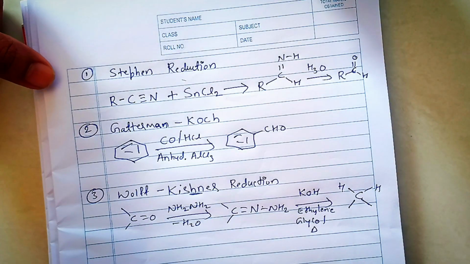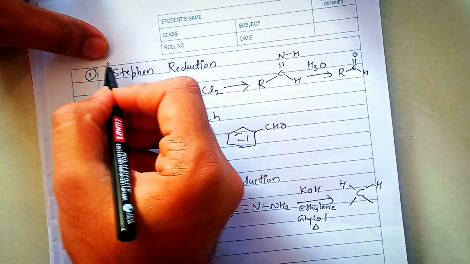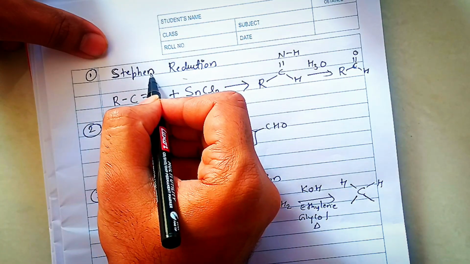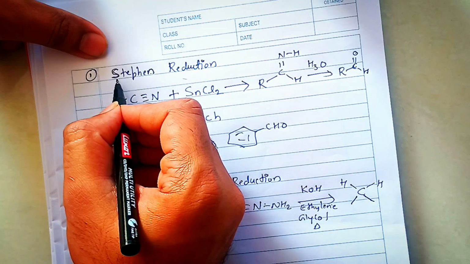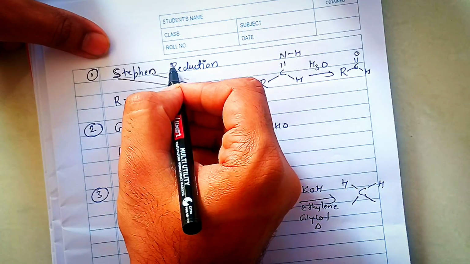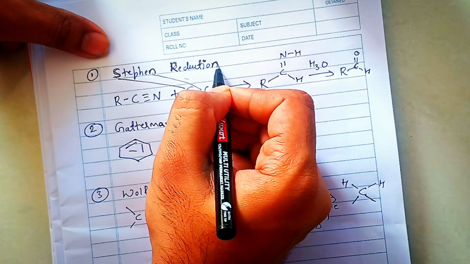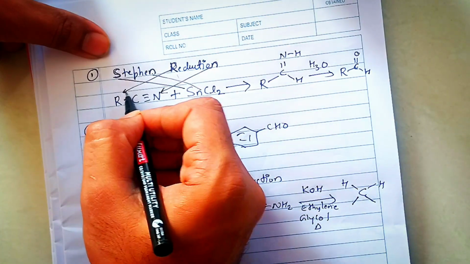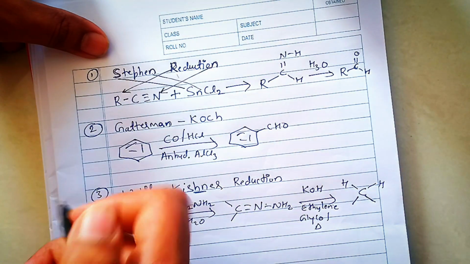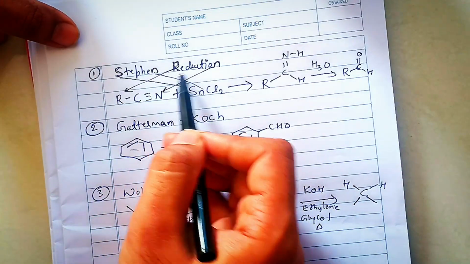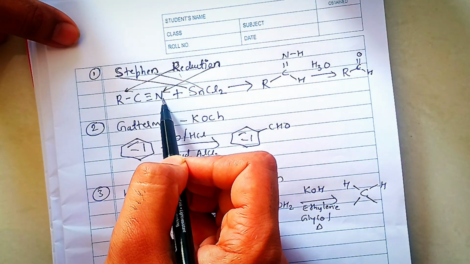Stephen reduction. Let us learn Stephen reduction. Here this S and this N, first and last, these both will come here as Sn, and here this R and this N will come here as R and N. Okay. So here Stephen: Sn, Sn, Rn, Rn, right?